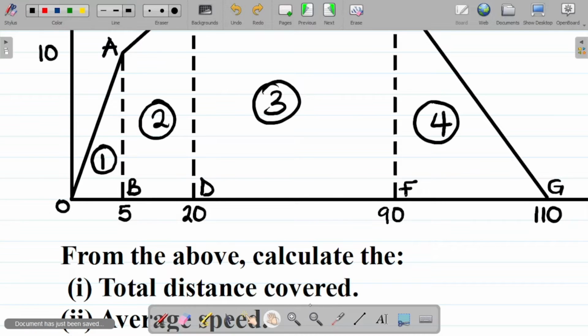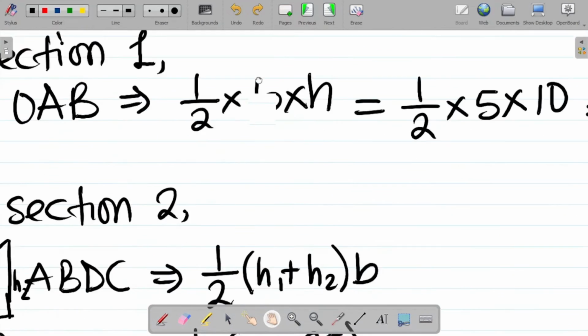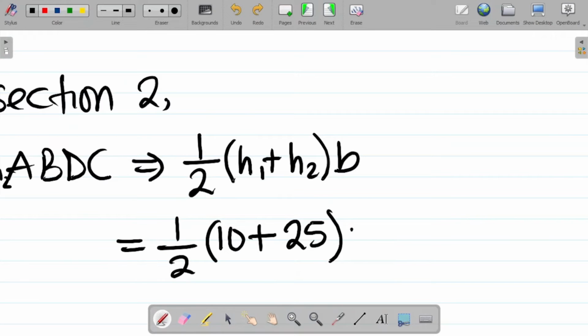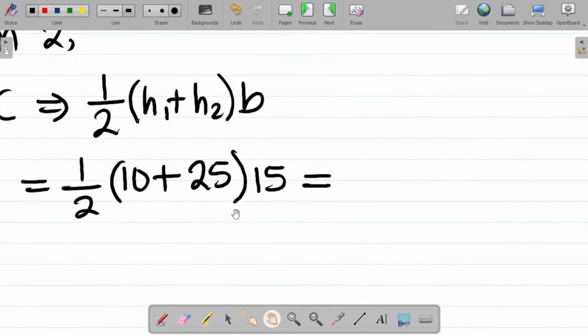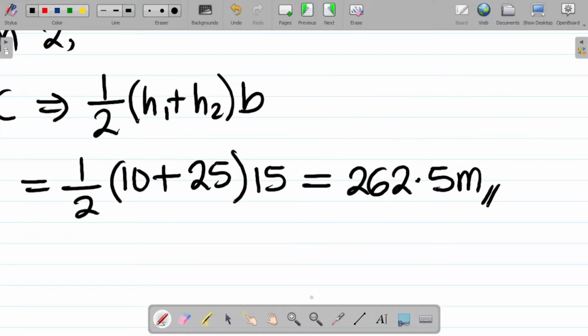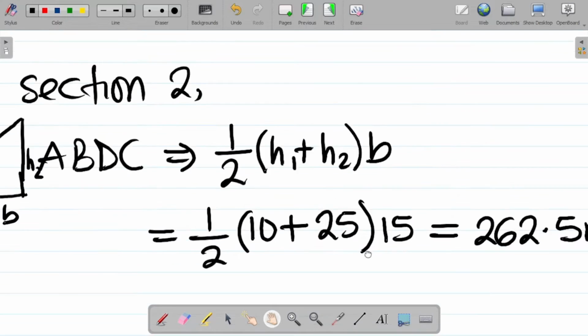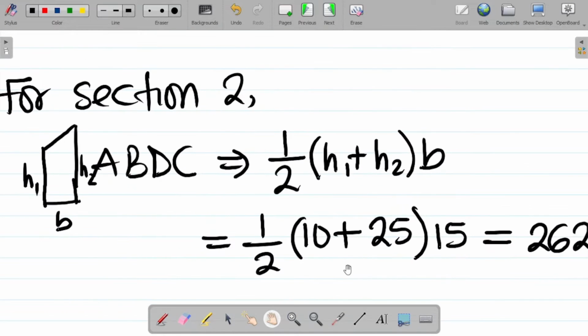So it becomes times the breadth, which is 15. I have 15 here. All right, let's multiply this. So if I have this, let me punch this very fast. Half into 10 plus 25 in brackets multiplied by 15. The answer here is 262.5 meters. So this is the value of section 2, the area of section 2.